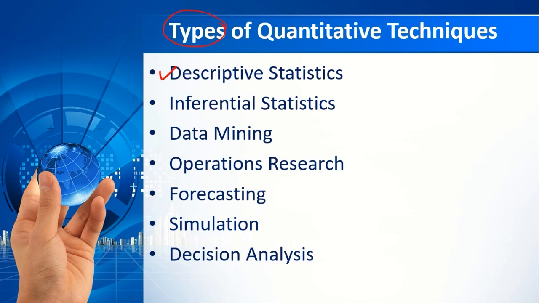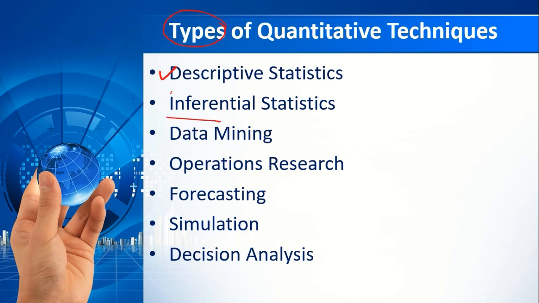So descriptive statistics involves summarization and presentation of data using measures such as the mean, median, mode, variance, standard deviation, etc. So they are trying to summarize the data to get the results. The next one is inferential.